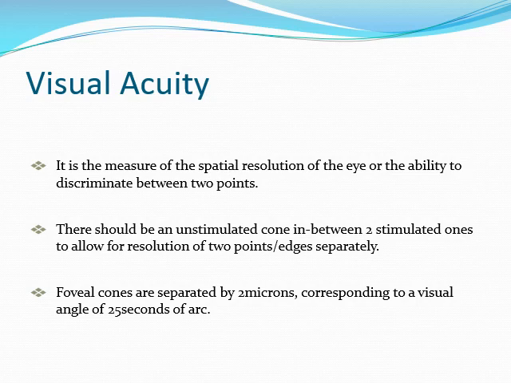Visual acuity is the measure of spatial resolution of the eye, or the ability to discriminate between 2 points. There should be an unstimulated cone in between 2 stimulated ones to allow for proper resolution of 2 points or edges as separate. Foveal cones are usually separated by 2 microns corresponding to a visual angle of 25 seconds of an arc.